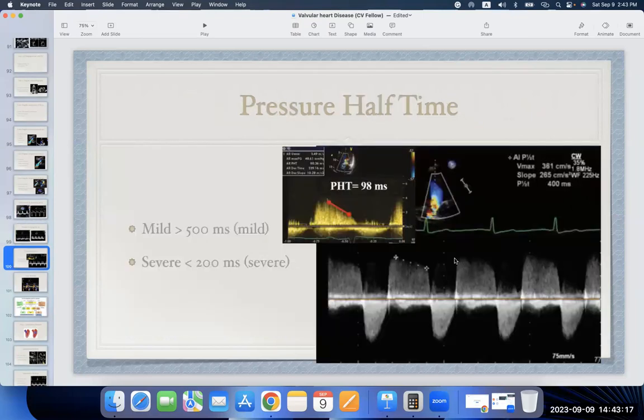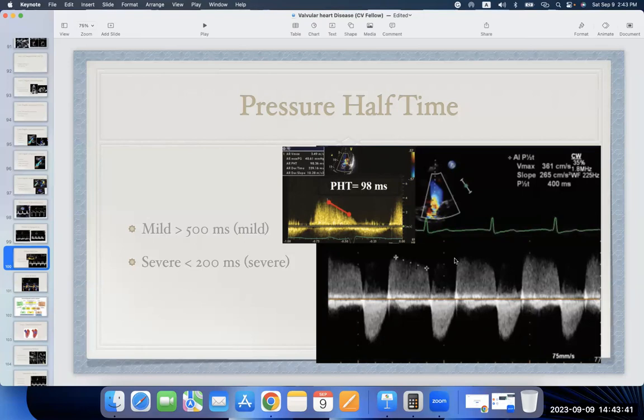Then you will also measure the pressure half time. As I mentioned, pressure half time is the time required for the pressure to decrease by half. So if the pressure half time is 500 or more, this is considered mild. If it's less than 200, consider it severe, one of the criteria for severe aortic regurg.